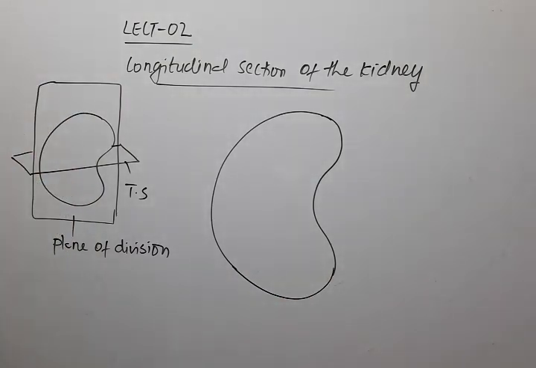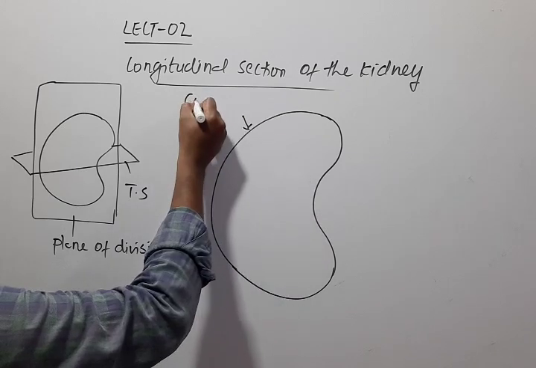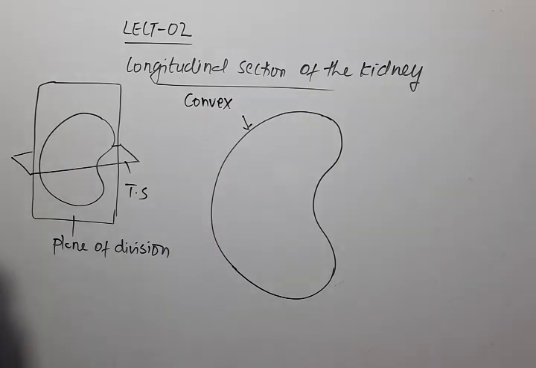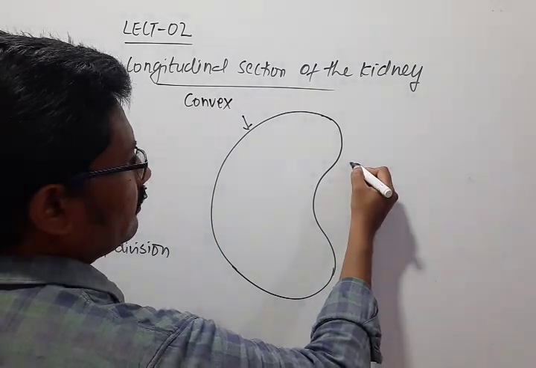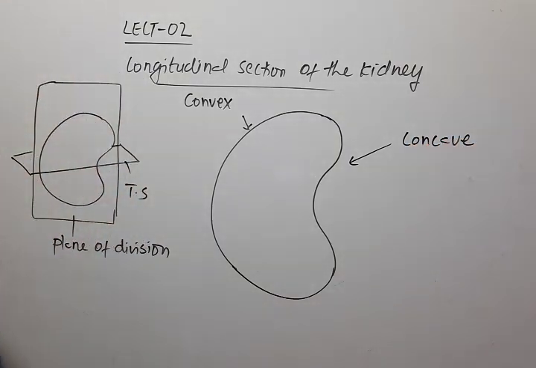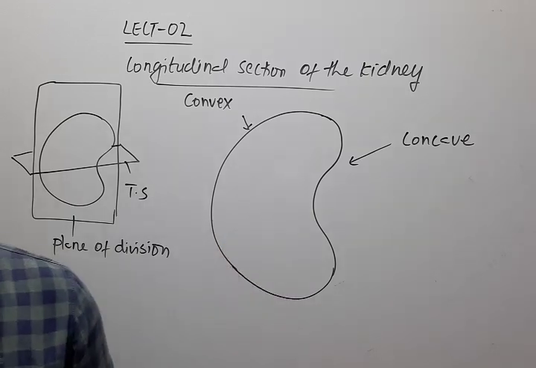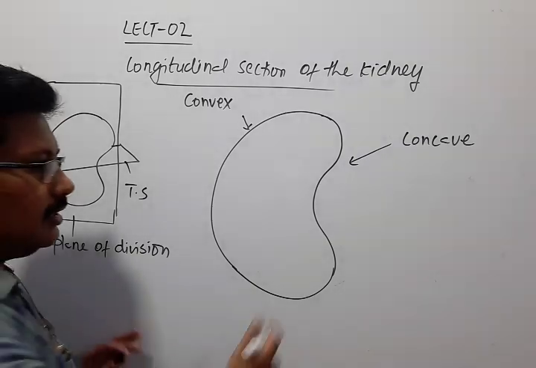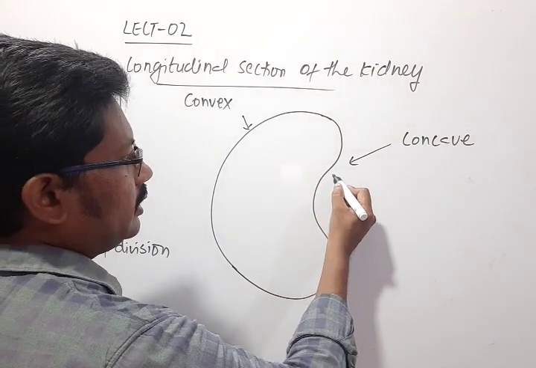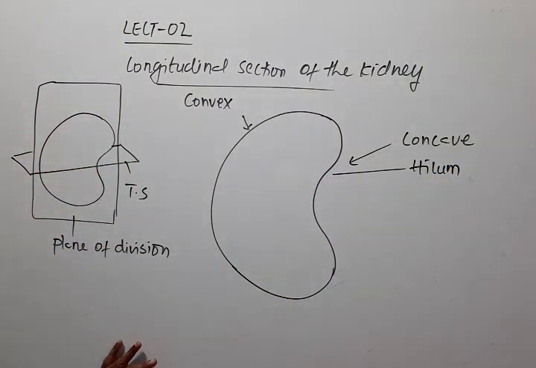when we see the kidney, on one side it is a convex surface, and the opposite we have is a concave side. Now this concave side where you find a notch is what we call the hilum. So you can see a depression, and this depression is called the hilum, and this is the point where the renal artery enters into the kidney and the renal vein comes out of the kidney.